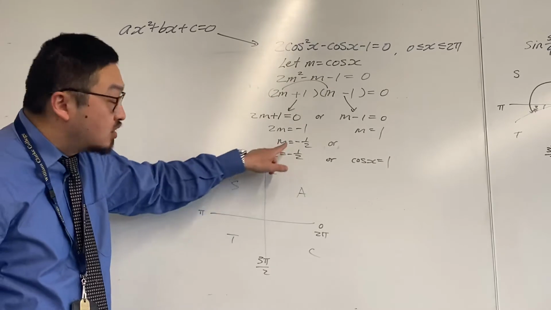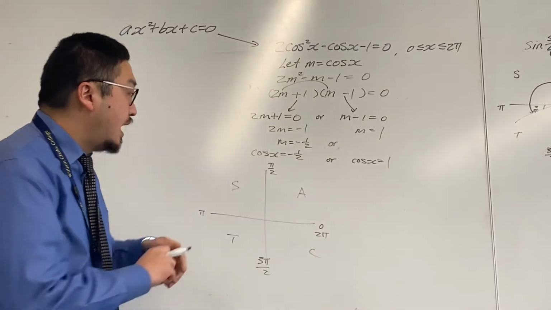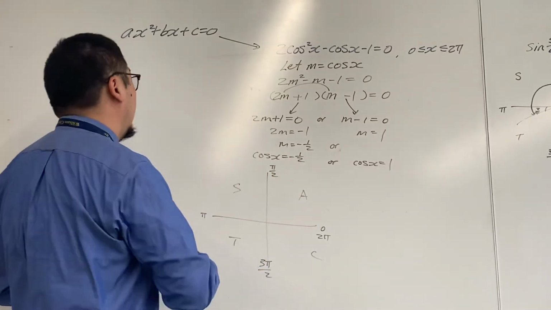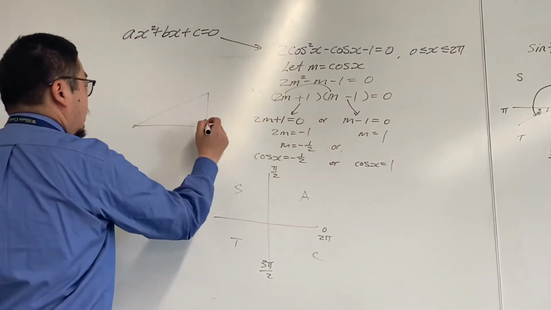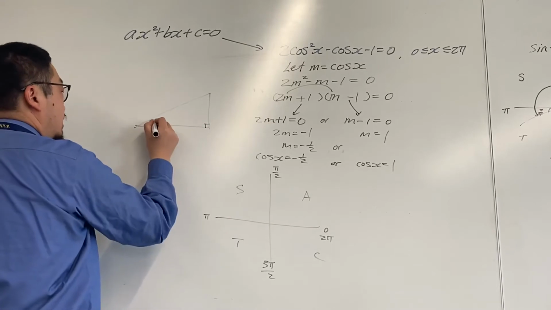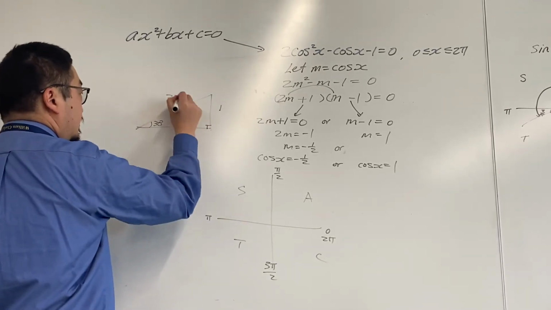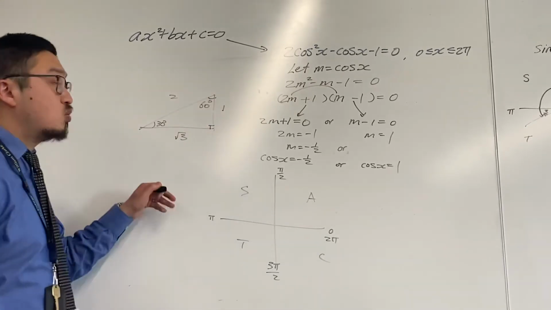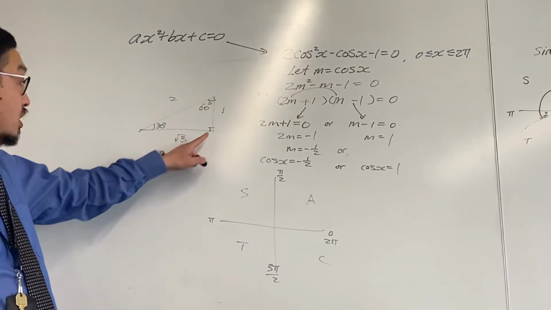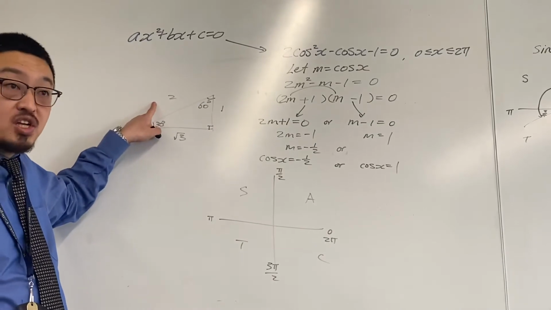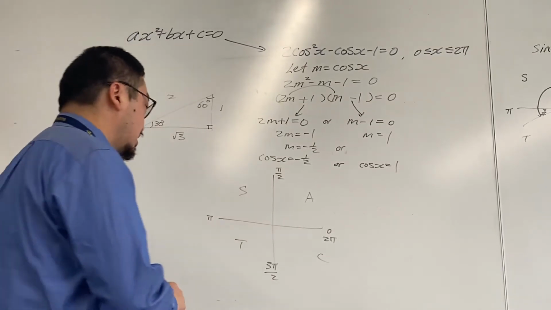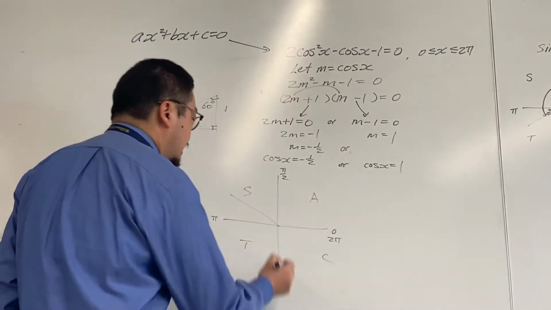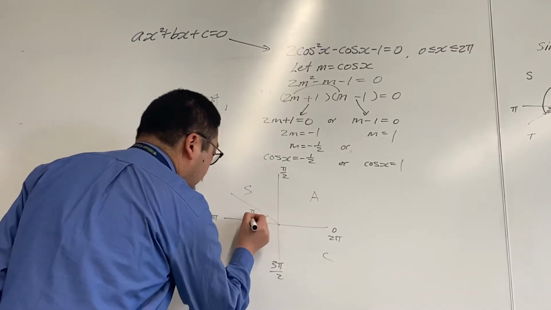Then I'm going to worry about the actual size. So cos x, ignoring that negative, cos x is half. For those of you who struggle with this, you can always do that. 60. Yep. Cos what is half? 60. Adjacent over hypotenuse. 60 is pi on 3. So I got pi on 3 in there. That's my reference angle.